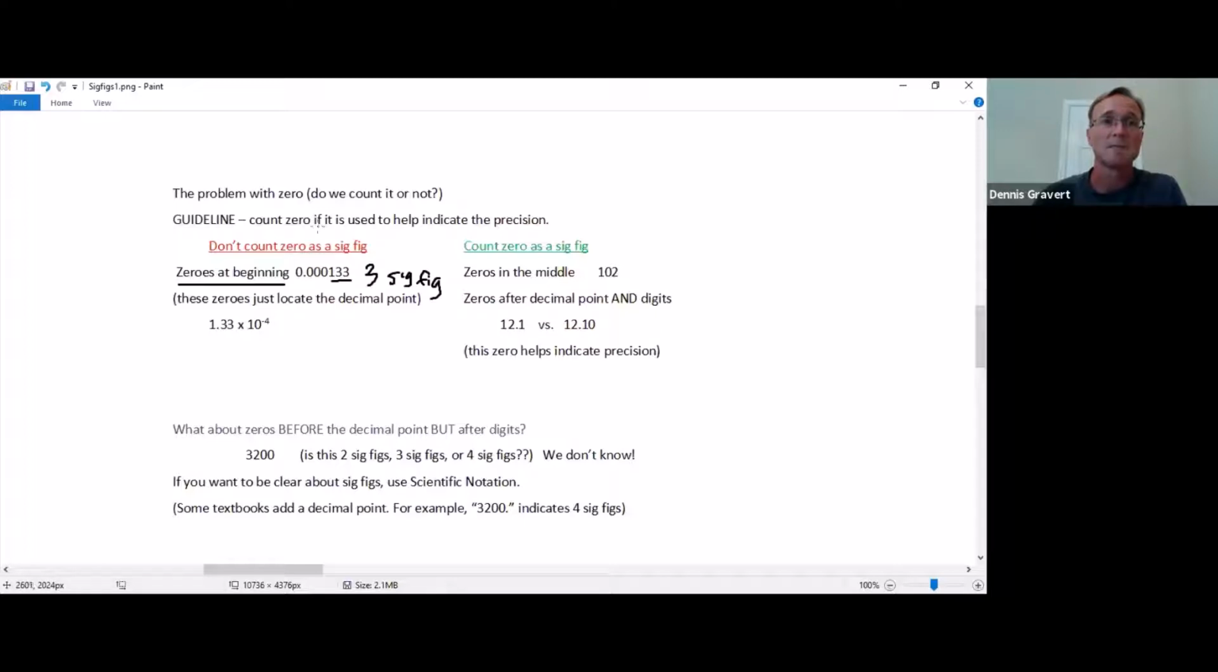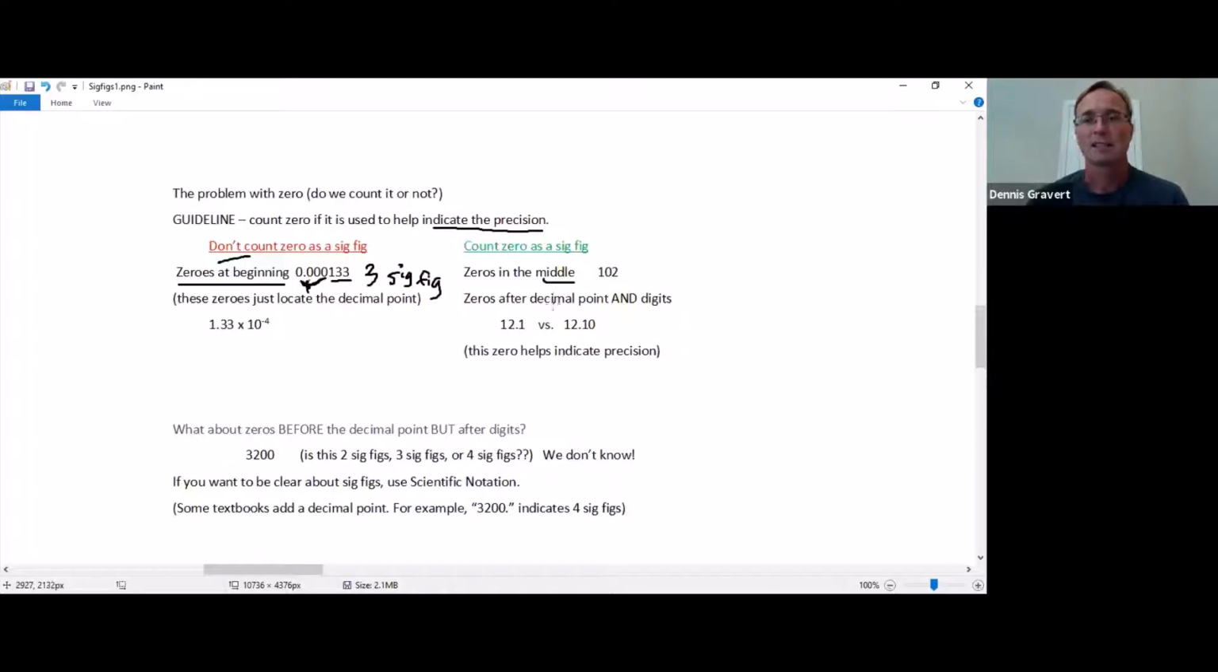So I forgot to mention the guideline. Again, it's just a guideline. There's going to be exceptions. One way to remember whether you count the 0 or not is if it's helping you identify the precision. So here, the purpose of these 4 zeros is to identify where that decimal point is. Those zeros are telling you that 133 is a tiny number. It's 0.000133. Okay, so we do not count them if the zeros are at the beginning. If the zero's in the middle, you do count it. That's kind of straightforward.